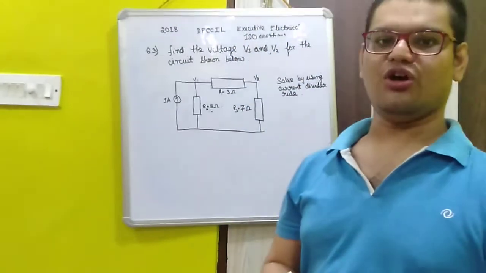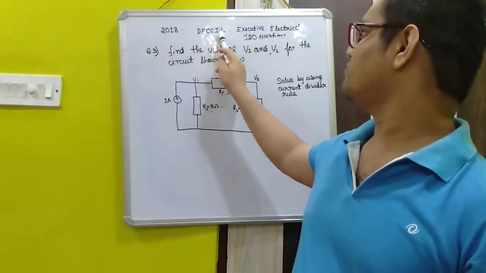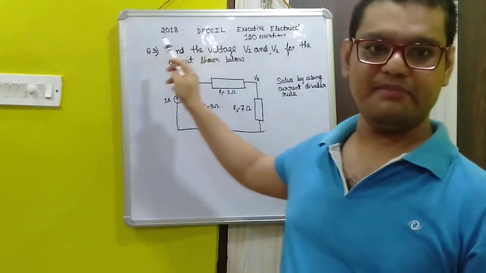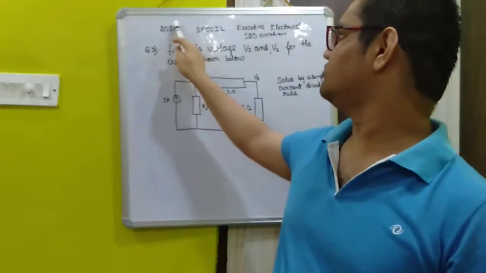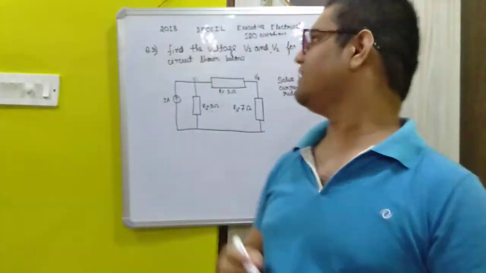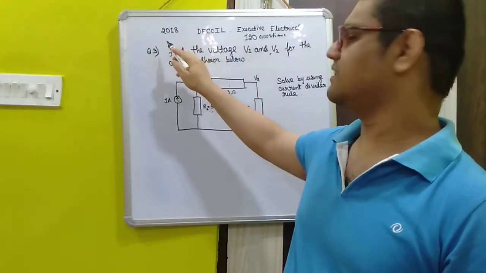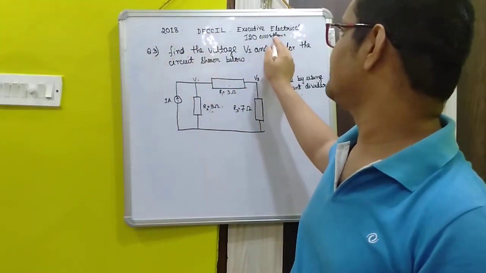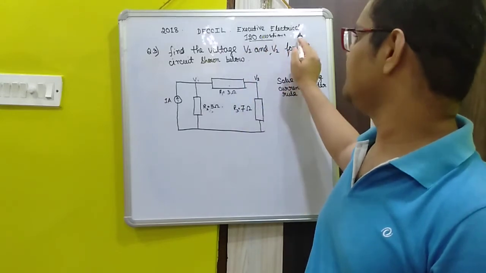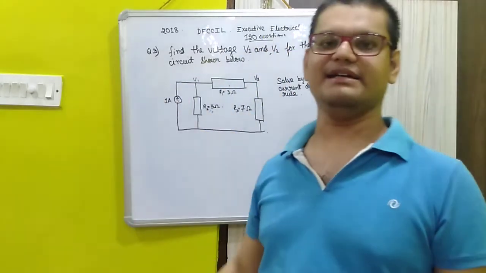Today we are going to solve the Dedicated Freight Corridor Corporation of India Limited Executive Electrical questions which came in the previous year, that is in the year 2018. In 2021, Dedicated Freight Corridor has again published the vacancy for the Executive Electrical post. We know that out of 120 questions, 96 questions will come from the electrical section.